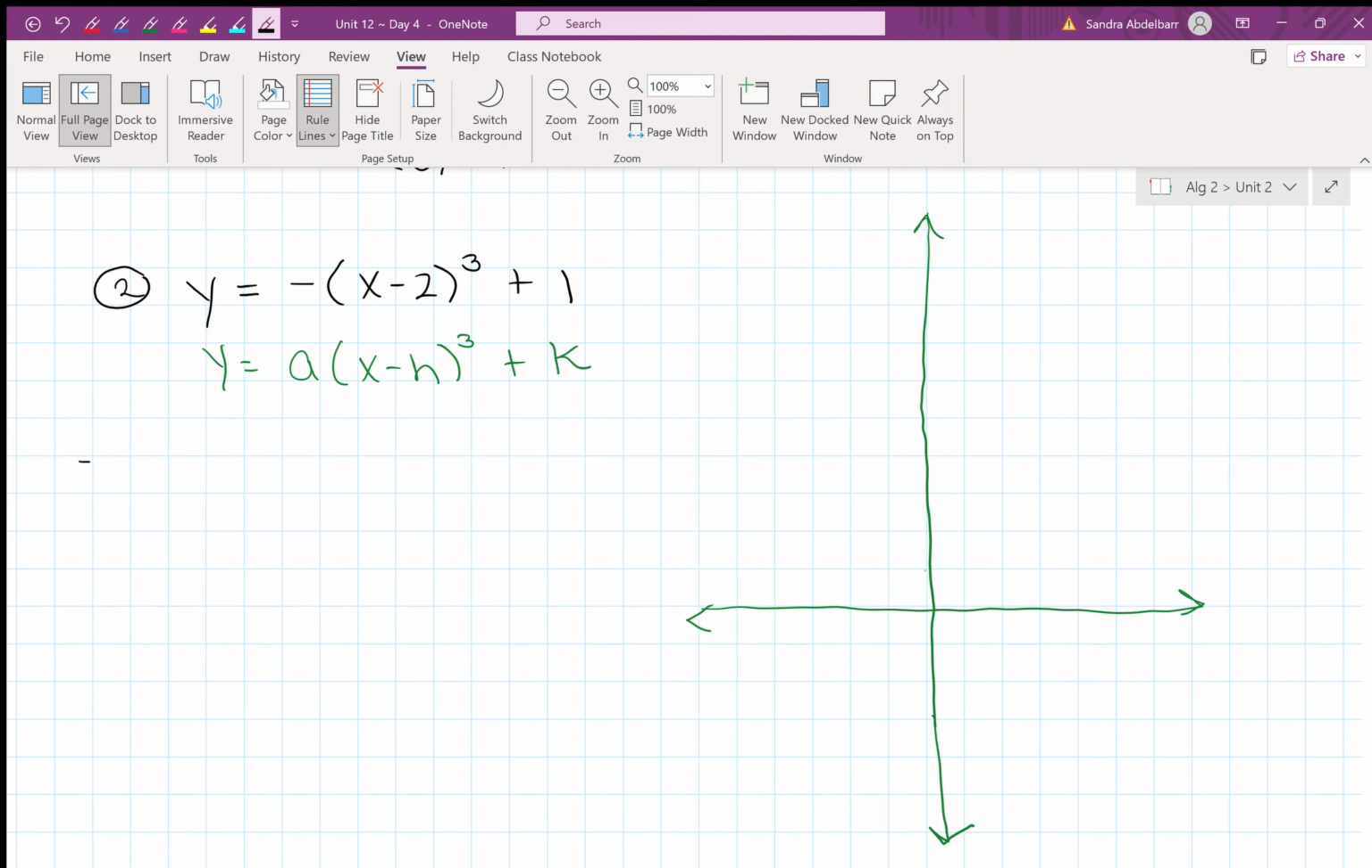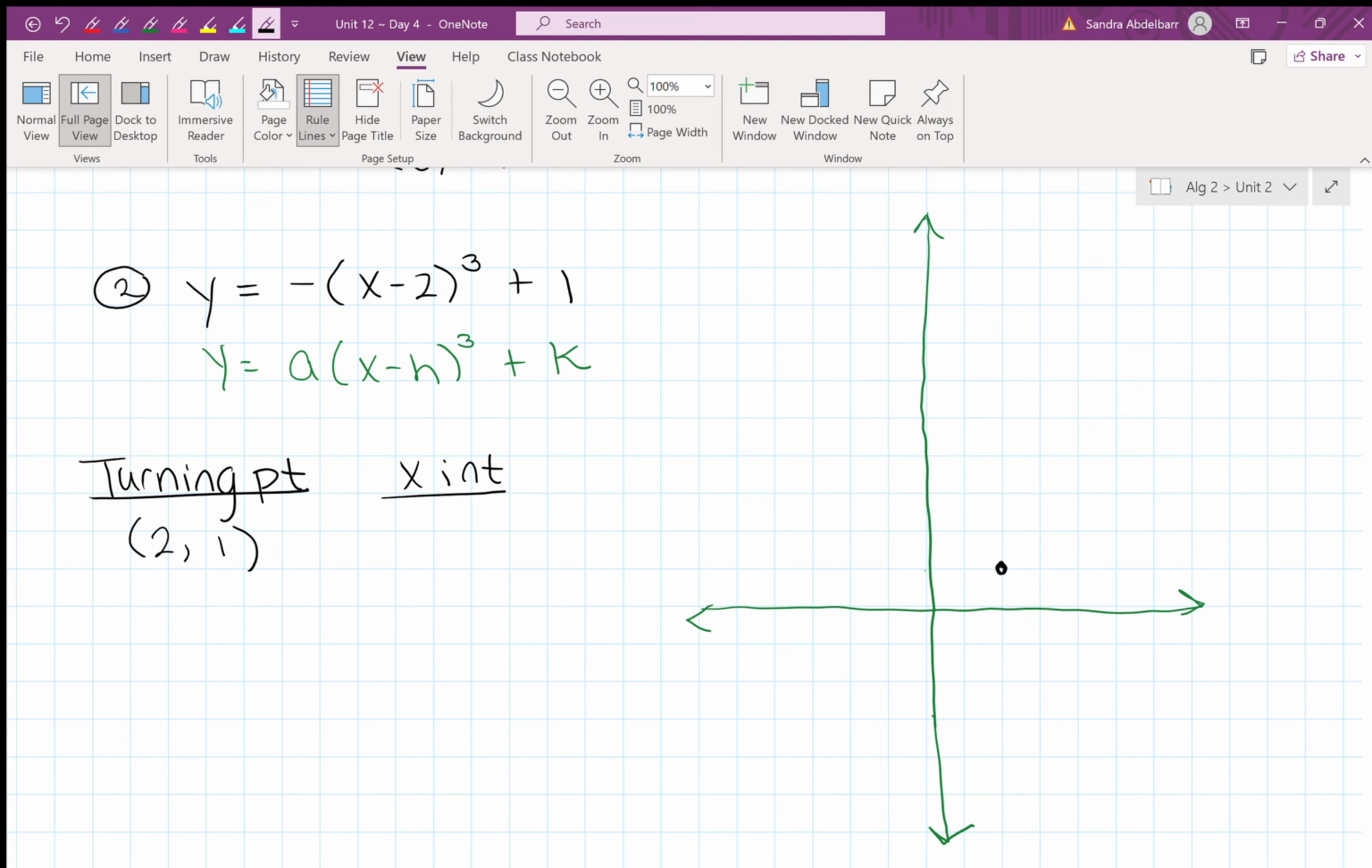So I'm going to start off with my turning point. Our turning point's always h comma k, so our turning point is going to be positive 2, 1. That's our turning point. Okay. Since we know the A is negative, so we're starting in quadrant 2 and ending in quadrant 4, are we going to have x and y intercepts? Absolutely. So let's find those x and y intercepts.